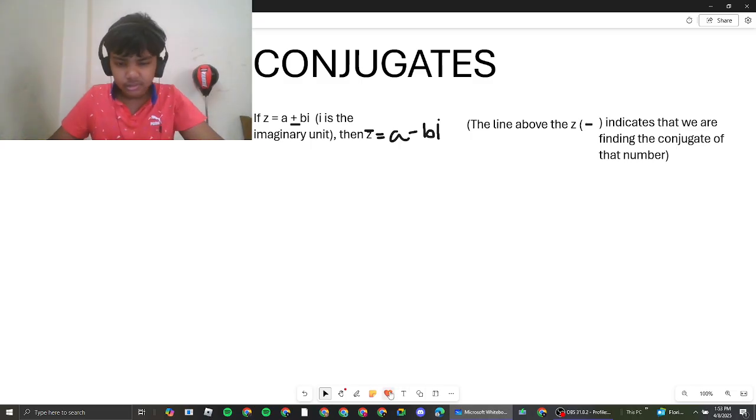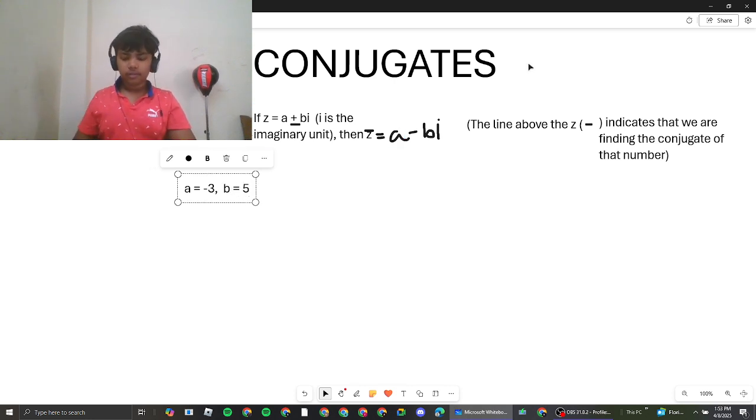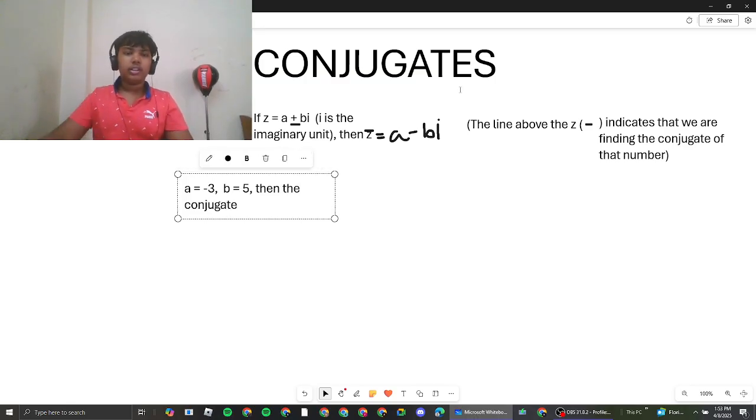Let's take some examples here. Suppose a is minus 3 and b is 5. Then the conjugate, I'll just write conjugate so it's easier.